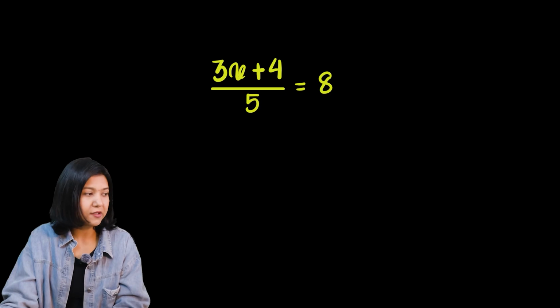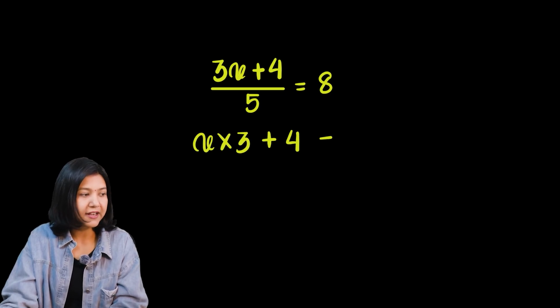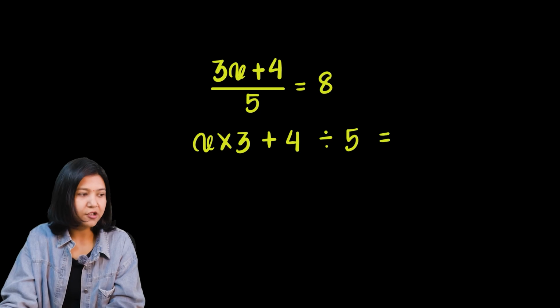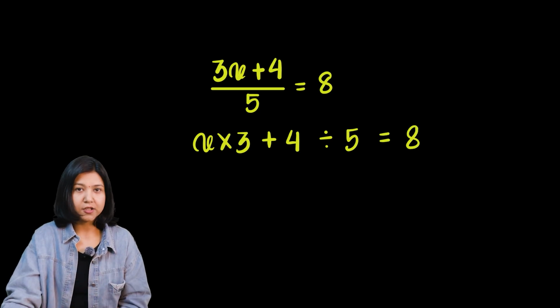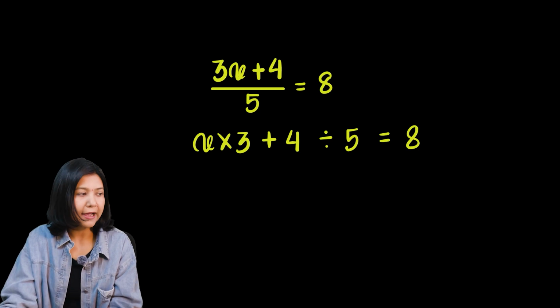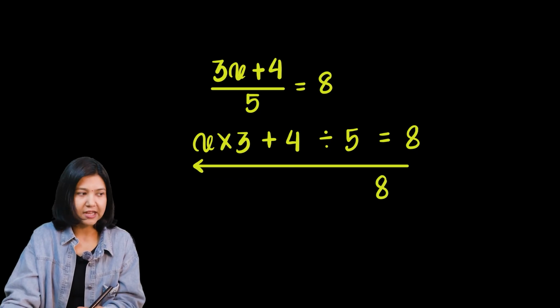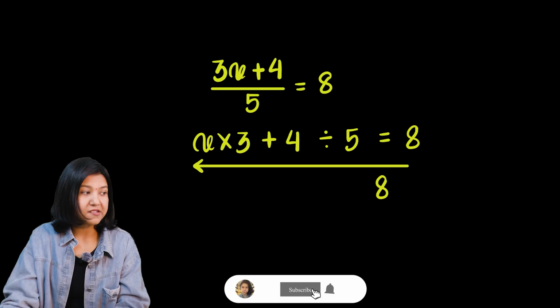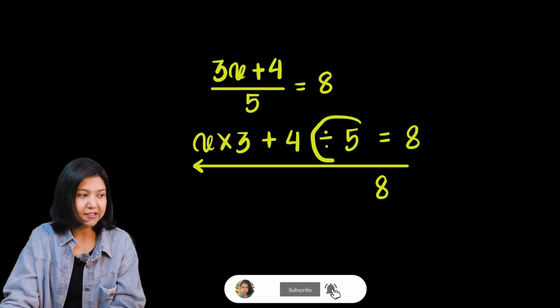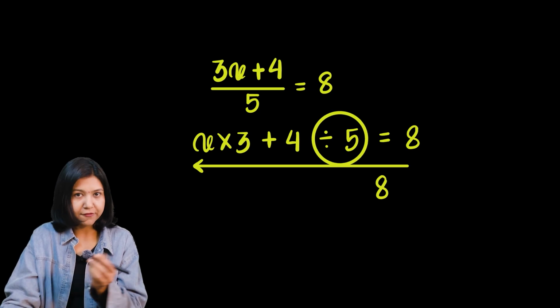You have some unknown value. What's happening to this? It's multiplied by 3, added to 4, and then divided by 5 to give you a total of 8. This is the meaning of the equation. So to solve it, we'll go backwards, meaning we'll start from 8. So I have the answer as 8. We'll go opposite. So 5 was dividing this side and that was the last thing that happened here. You want to take this 5 first.